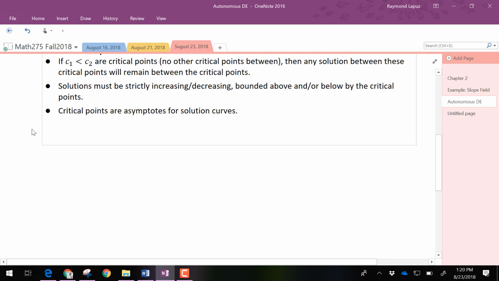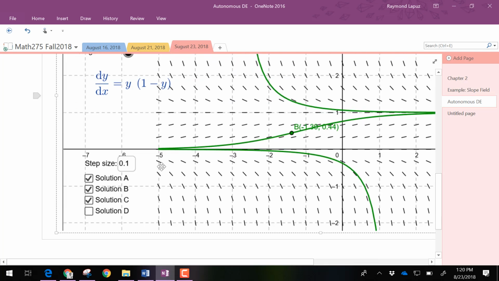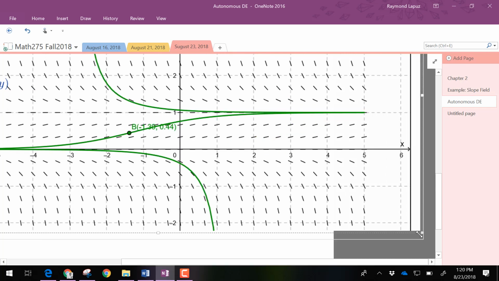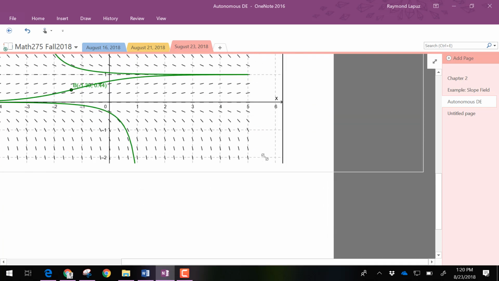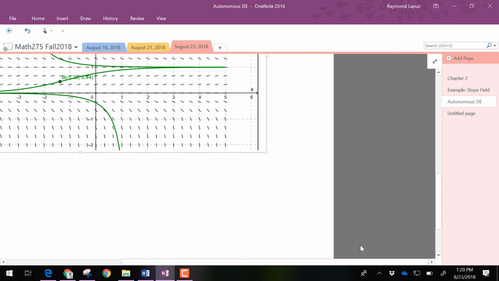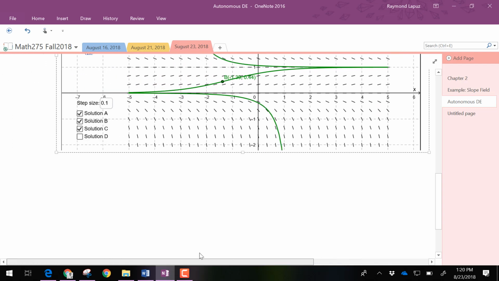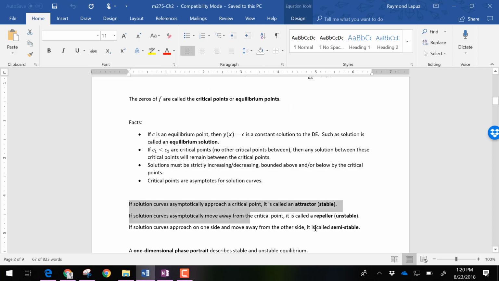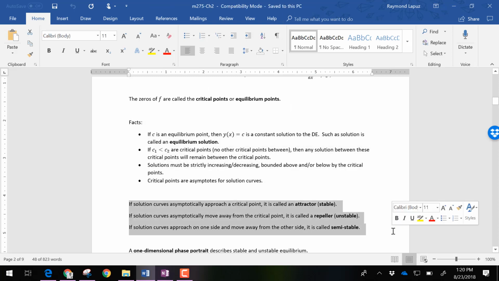So they do have special names. These things that we're calling, what do we call them again? Equilibrium points. We do have special names for them, depending on what they do.